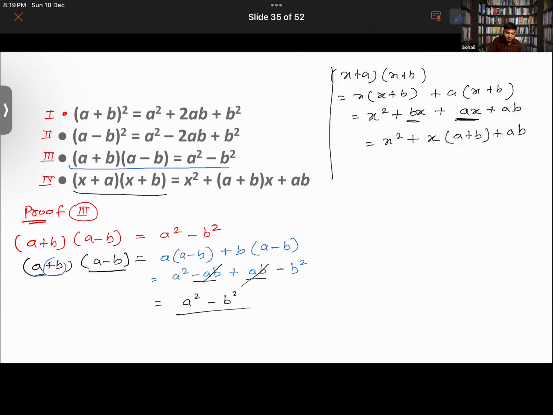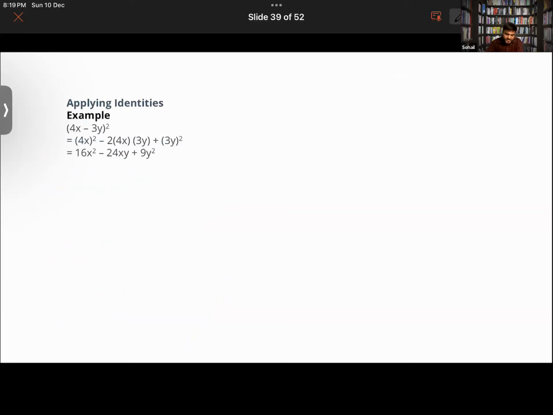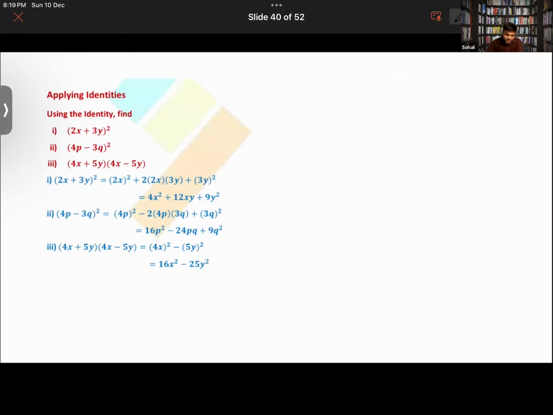So four identities, and they are true for any given value of the variable. No matter what value the variable X or A or B takes, the values on the left hand side and the right hand side will always be equal. Now, using these identities, we will be solving a few questions.